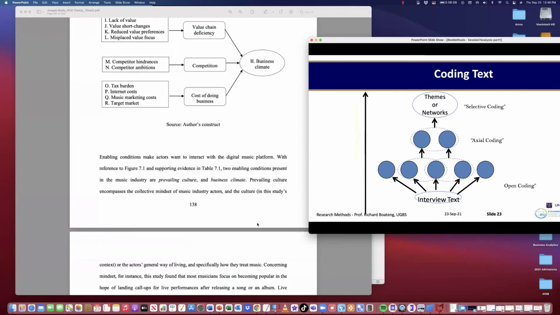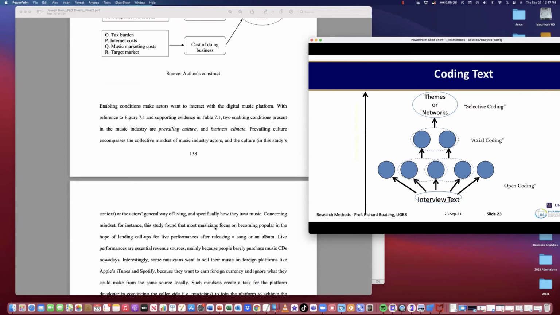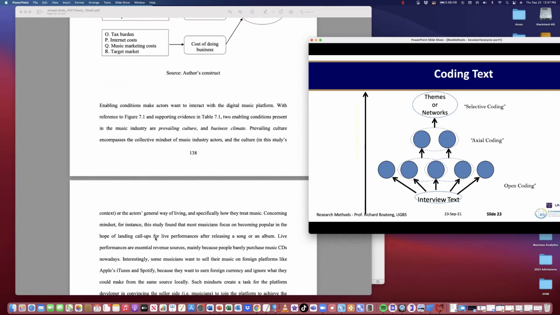In this study, the context. You see what I just said? And the actors' general way of living, specifically how they treat music. Concerning mindset, for instance, this study found that most musicians focus on becoming popular in the hope of landing call-ups for live performances after releasing one song or album.